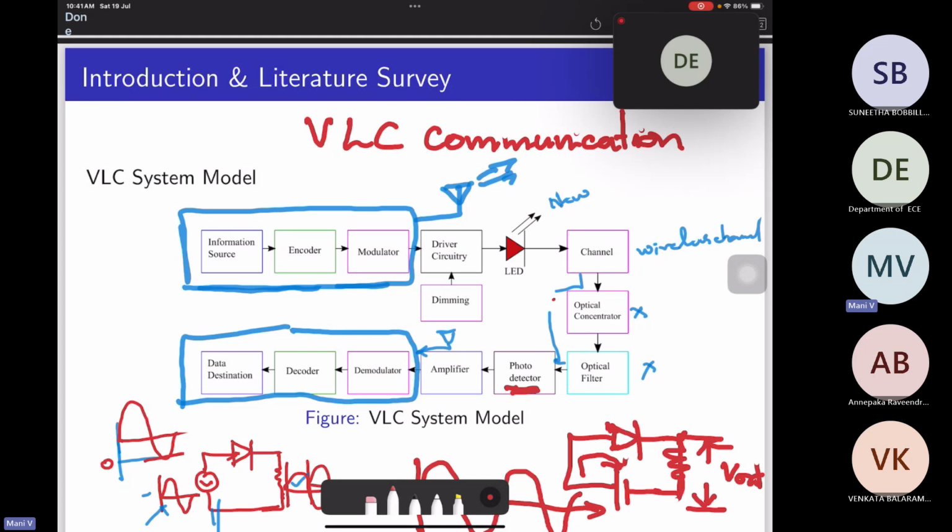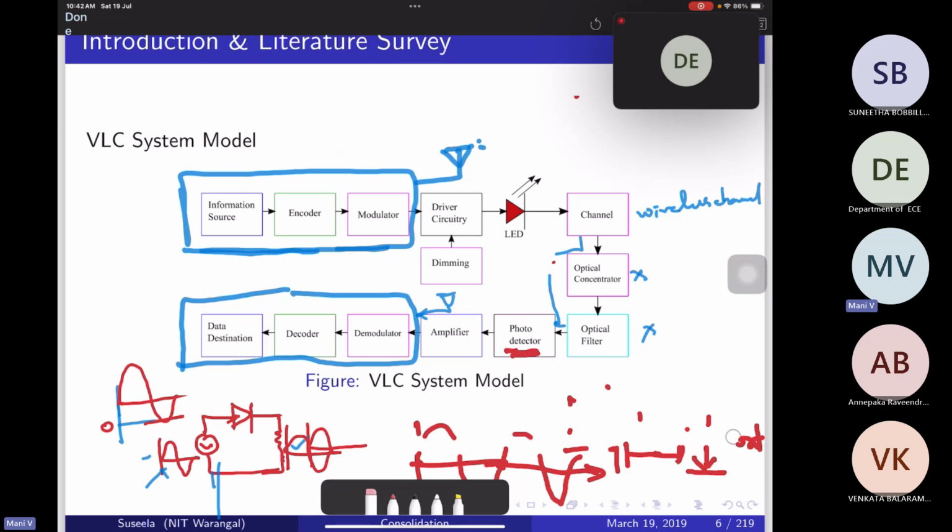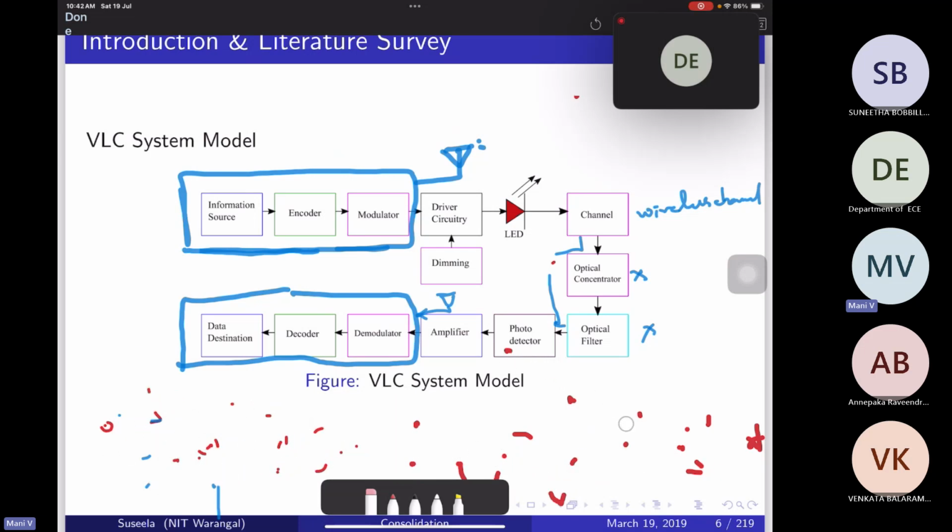At NIT Warangal also we did only indoor, and we switched off all the lights. We placed only one LED and one photodetector. We could see in wireless communication over a distance of 10 meters, the communication happened, and we could receive the bits that we transmitted from the transmitting side. We have done a physical experiment. So that is the fundamental concept of visible light communication. Instead of antennas, we can replace them with a photodetector and a photodiode.